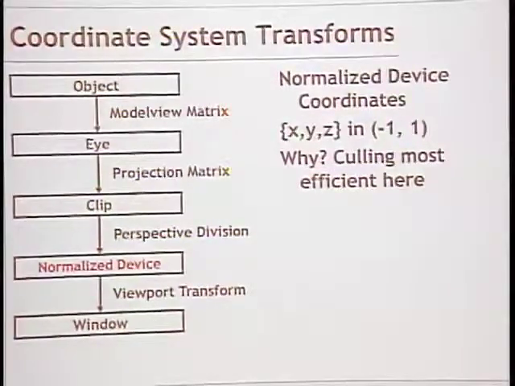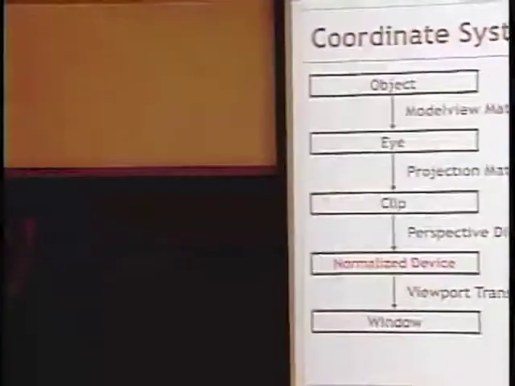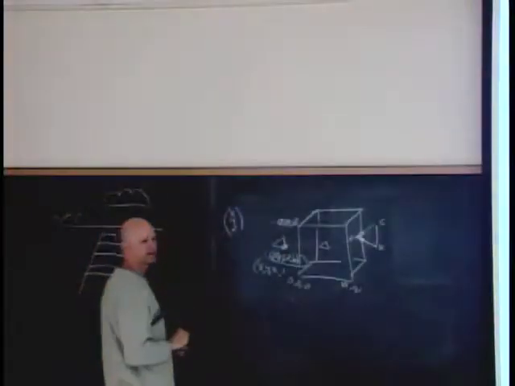Next place we go is what are historically called normalized device coordinates. Keep in mind that today pretty much we go straight from clip to window. But this is a nice abstraction to be able to think that once we do this perspective divide, and now we have XYZ, not XYZW, we can do culling here.